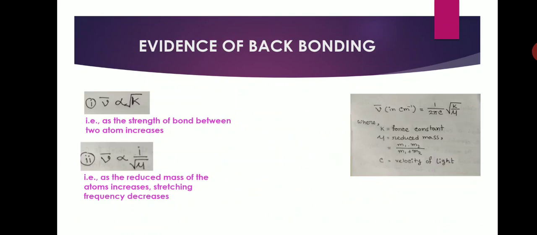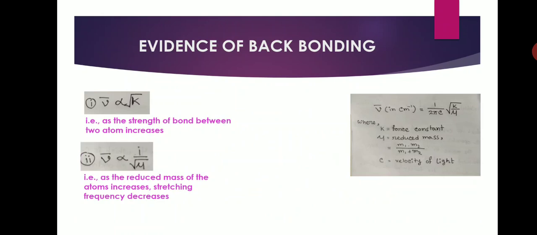Evidence of back bonding. Infrared spectroscopy is extensively used to characterize metal carbonyls, since the CO bond stretching frequency gives a very strong, sharp band in a very unclouded region of the spectrum. The vibrational frequency of a bond depends on the strength of the bond, which is measured by the force constant. In the equation, ν̄ = (1/2πc)√(k/μ).